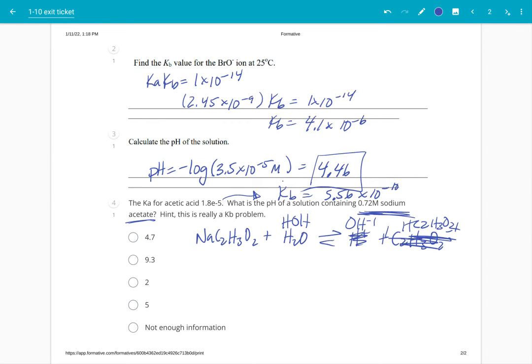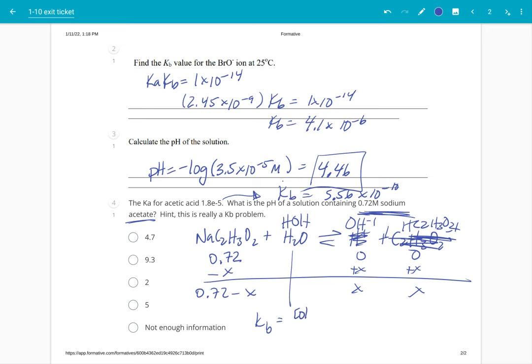Okay, so what are we given? 0.72 molar of this guy. We don't know anything of this initially. We lose X, gain X. We don't count water. 0.72 minus X, X, X. We're going to write our Kb. OH minus times HC2H3O2 divided by C2H3O2 minus. We know this is 0.72. I'm going to assume that that X is super small. And then this is X squared, and that whole thing is equal to 5.56 times 10 to the negative 10.